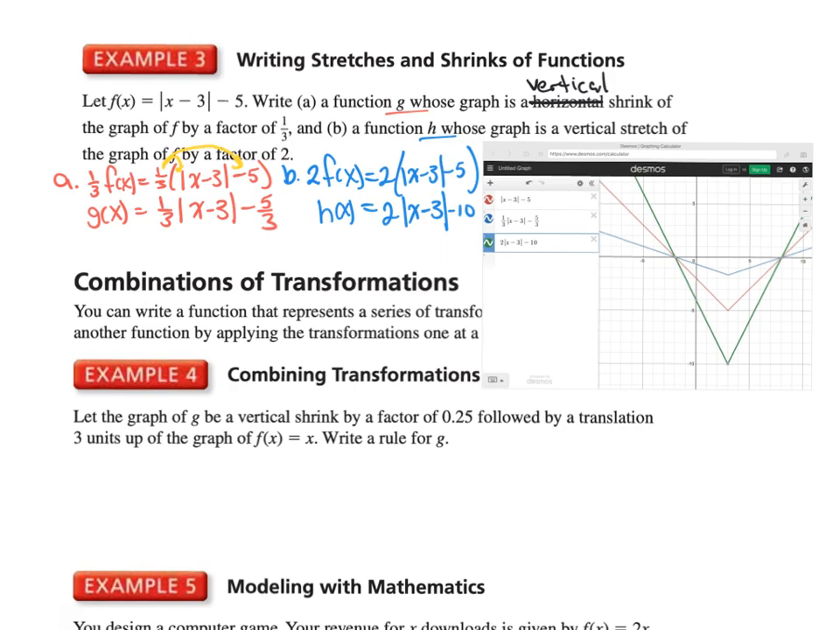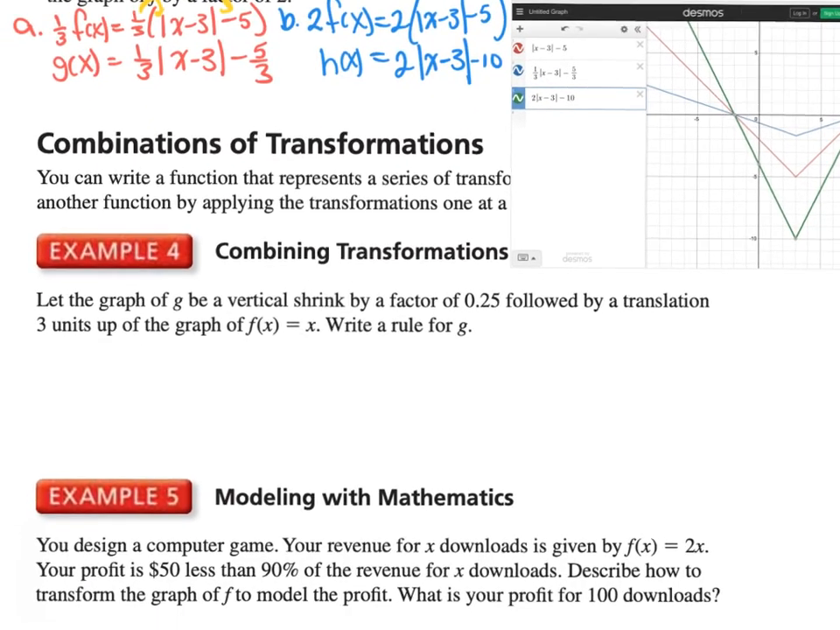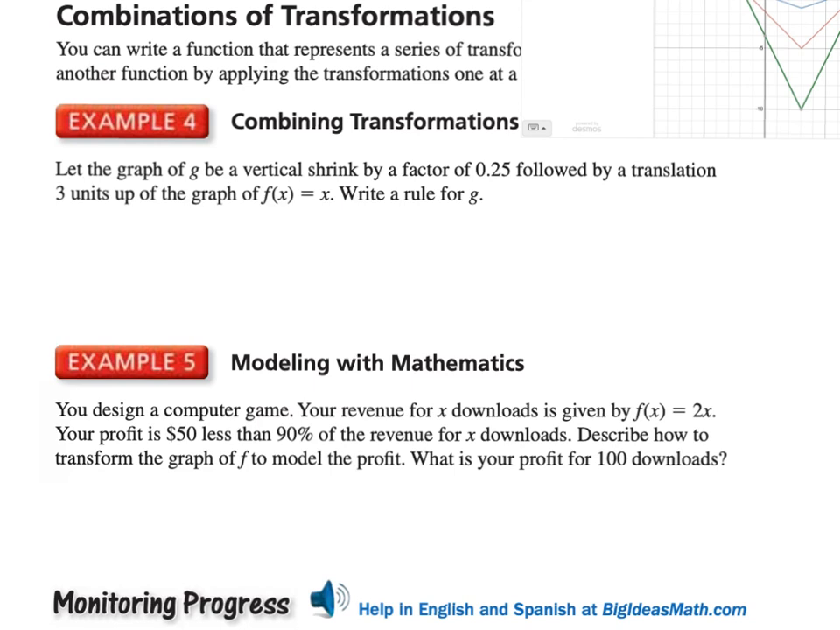So let's take a look at number 4. We're combining transformations. Let the graph of g be a vertical shrink by a factor of 0.25, followed by a translation of 3 units up of the graph of f of x equals x. Write the rule for g. So let's just do one at a time. Okay, let's do first, it says a vertical shrink. So we're going to multiply the function by 0.25. So f of x, multiply it, which is multiply both sides.